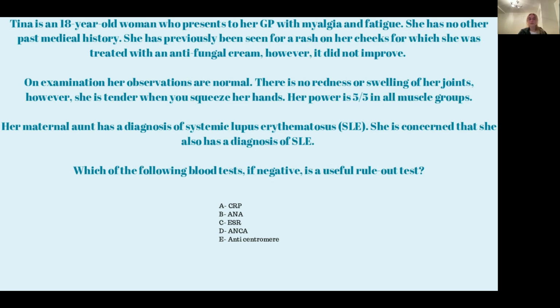Yeah, ANA. So it'd be anti-nuclear. So your CRP and your ESR aren't going to be much help. They might show that there's inflammation in the body, but they're not going to help us rule out SLE.